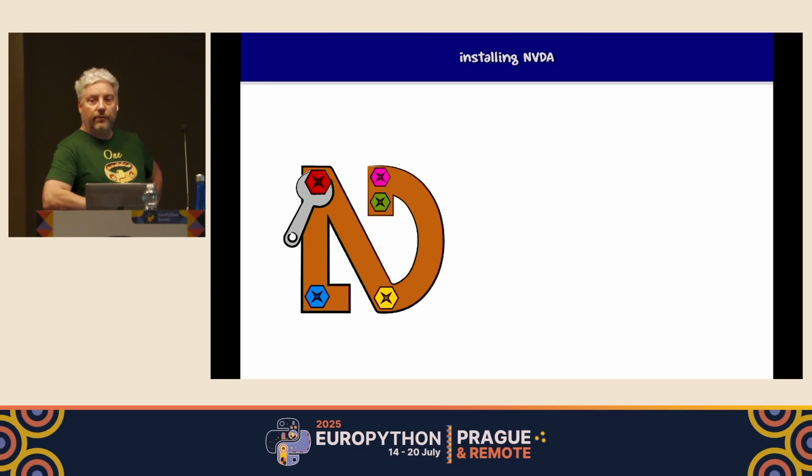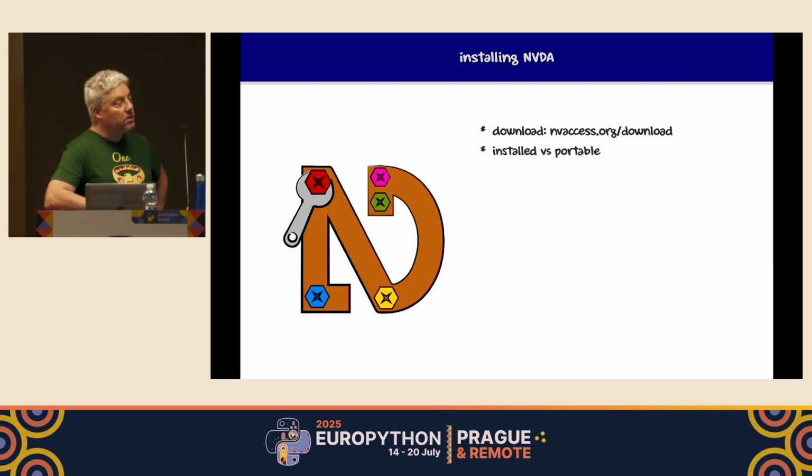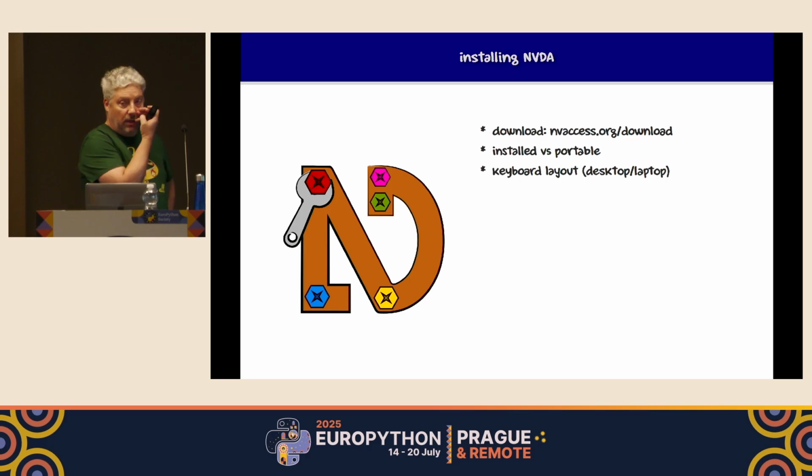And to install NVDA, you can download it from nvaccess.org/download. And then you have to choose if you want to install it in the system or if you want a portable copy. If you install it, you have also access, for example, to the login screen. With the portable version, you don't have that option, but for what I will explain today, it is not necessary. You can go with a portable version and do everything here.